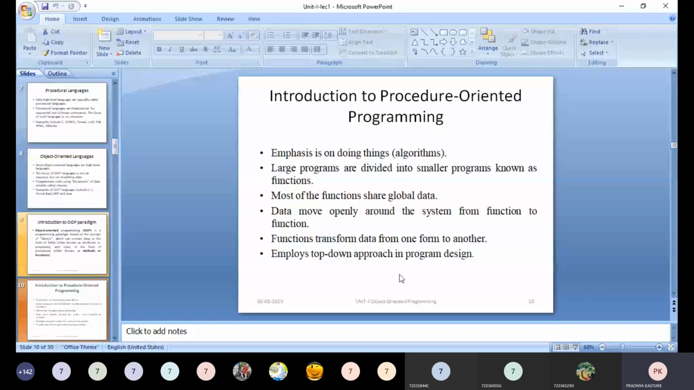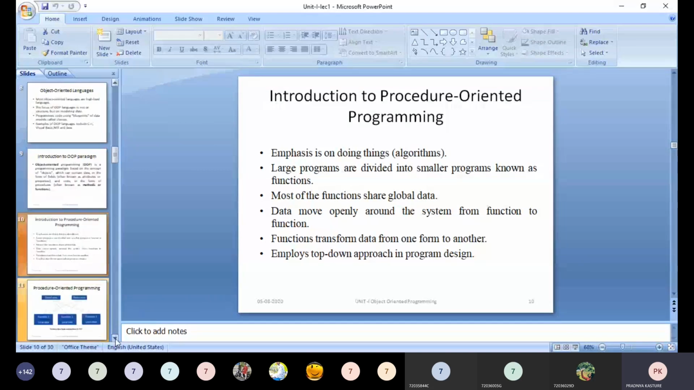Functions can transform from one form to another form. Likewise, it employs a top-down approach in program design, which means it works from the top to the bottom in the program design. So this is the procedure oriented programming model, in which our data is not very secure.